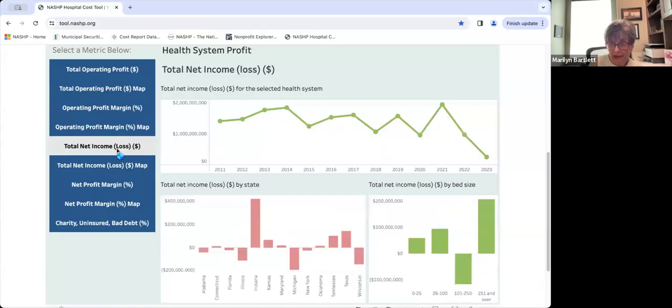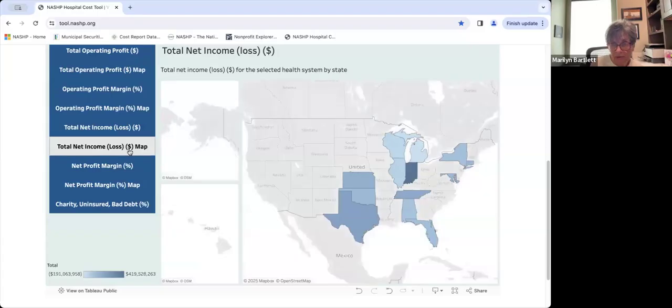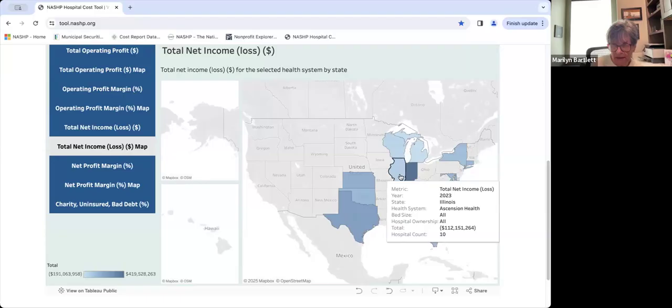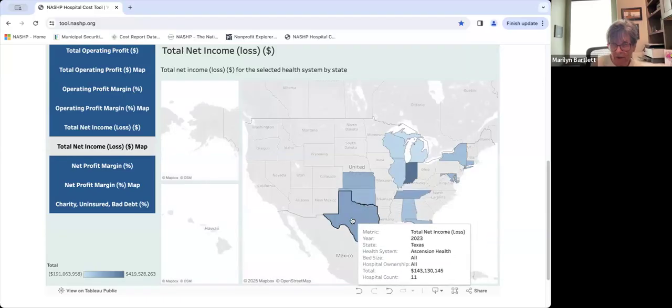We then go down to net income. Now, remember, this includes everything. So this is the total of the health system. And you see they're dropping down here on their profit margin. And on net income, you can look at the particular states. You could look at bed size. Again, you can drop down to the map. And this will show you the same numbers that we had on that bar graph, but it shows you in a map, which might be what you want.